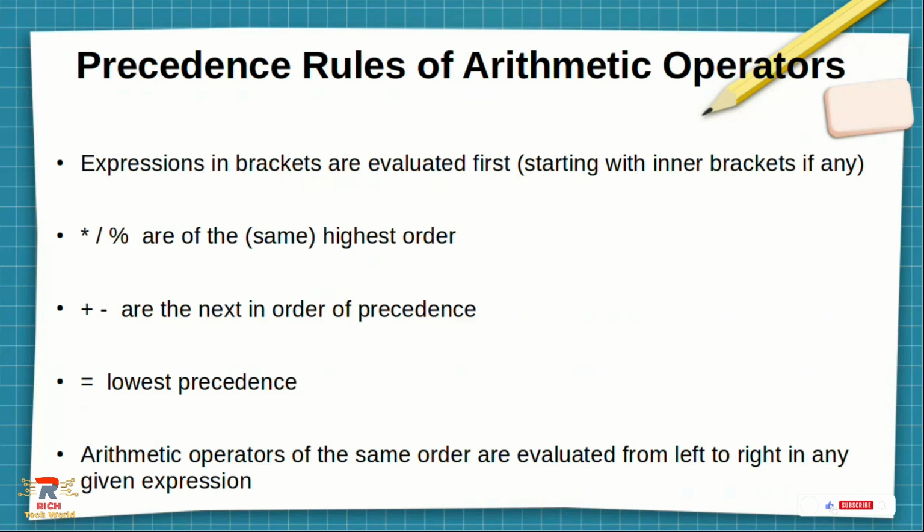The next rule we are going to talk about is that the plus and the minus symbols are next in order of precedence. So aside from the operators I mentioned in the previous rule, the plus and minus are the operators with the next order of precedence. After evaluating the operands that have the multiplication, division, and modulo symbols, the next one you have to evaluate is the plus or the minus symbol if you have any.